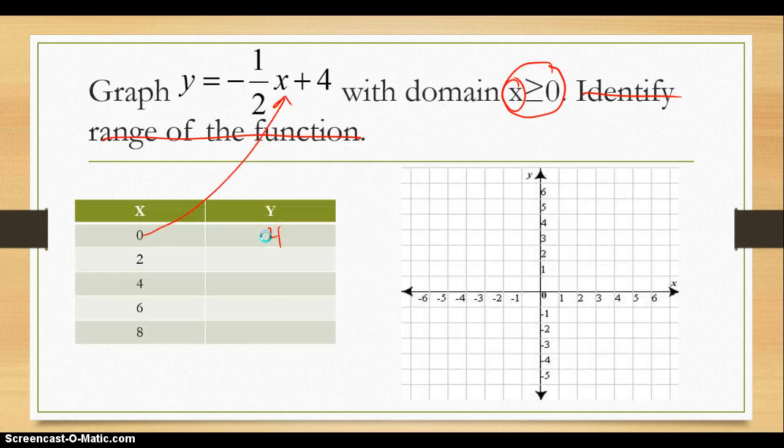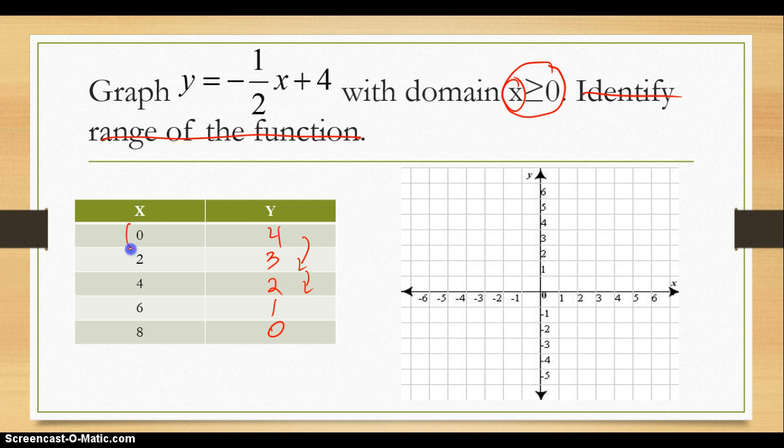Now if I plug 2 in, negative 1/2 times 2 is negative 1. Negative 1 plus 4 is 3. Plug 4 in, negative 1/2 times 4 is negative 2. Negative 2 plus 4 is 2. So we see a pattern occurring here. If I plug in 6, negative 1/2 times 6 is negative 3. Negative 3 plus 4 is 1. And if I plug in 8, it's negative 4 plus 4, which is 0.